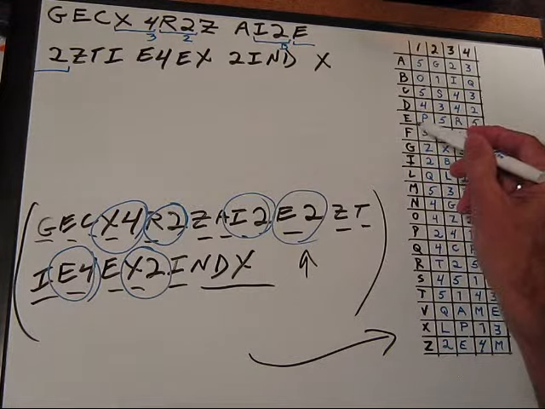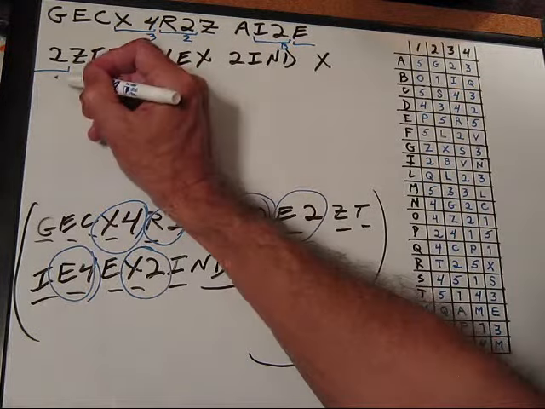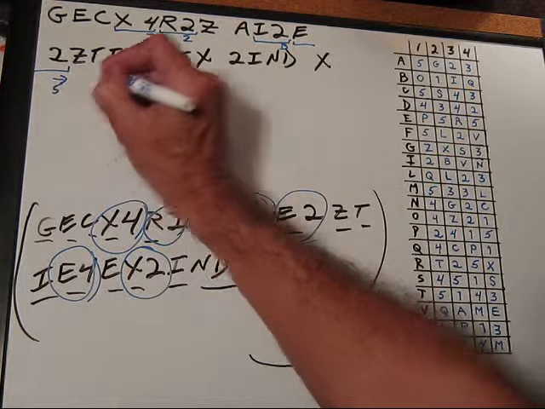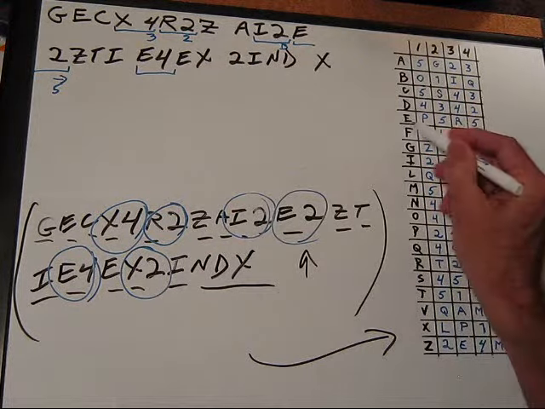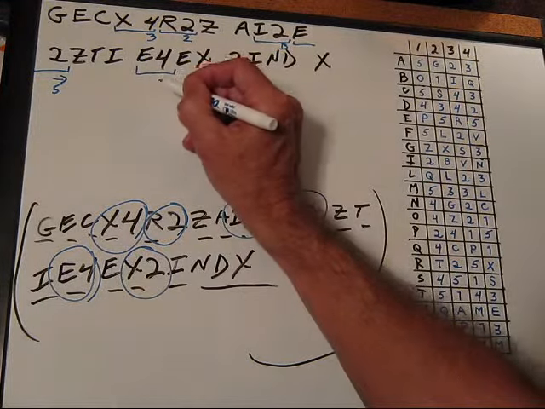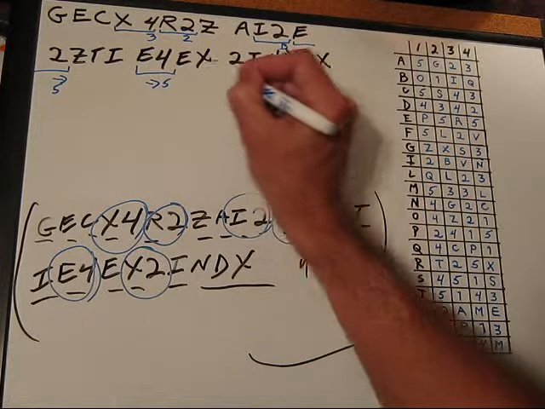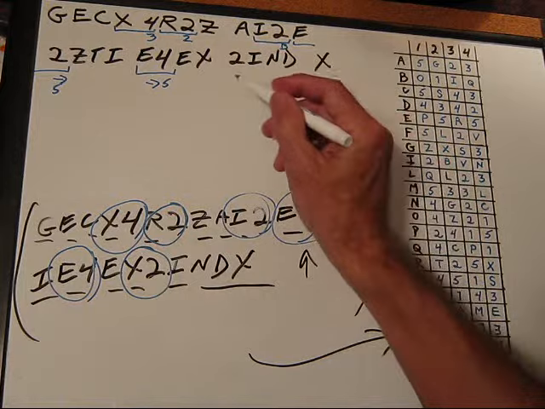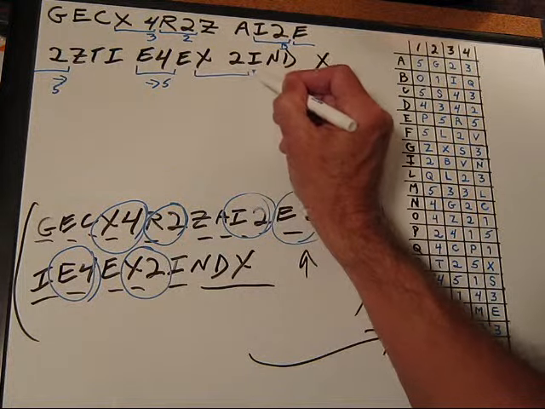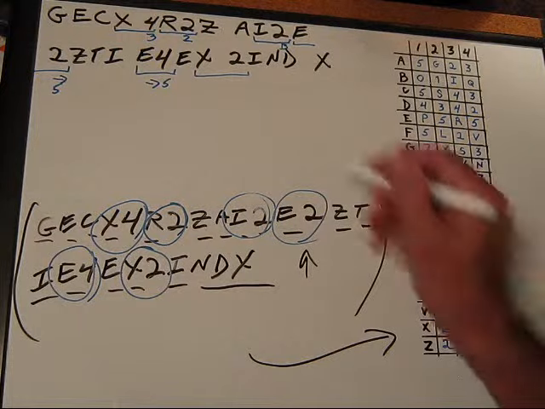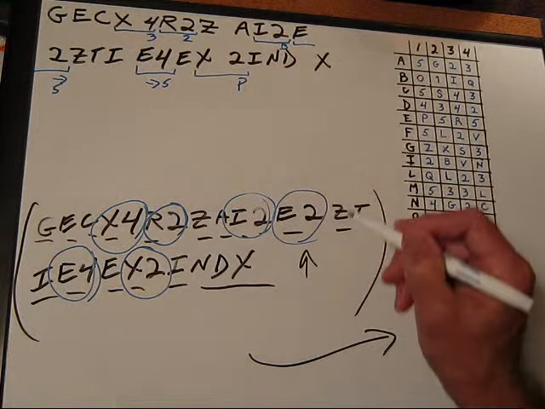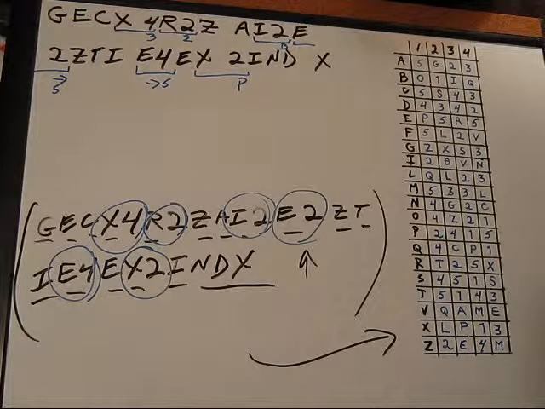And E2 is going to be a 5, so a rotation to the right 5. And then we come over here, we have an E4. An E4 is again a rotation to the right 5. And then we have an X2. The X2 is going to be a P. So we line up under the P. So there you have the translated commands here for this.